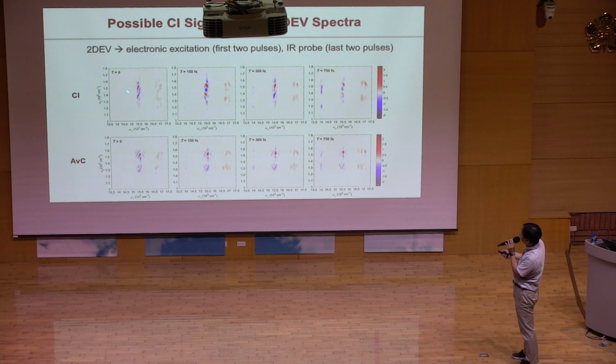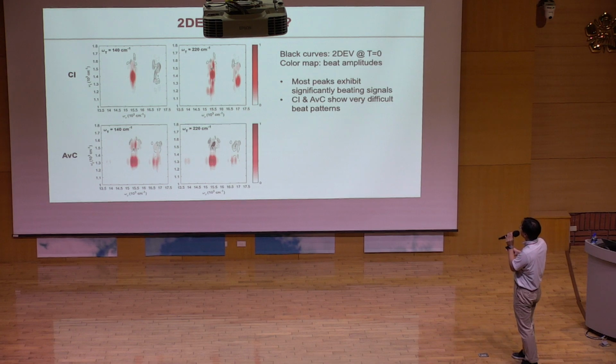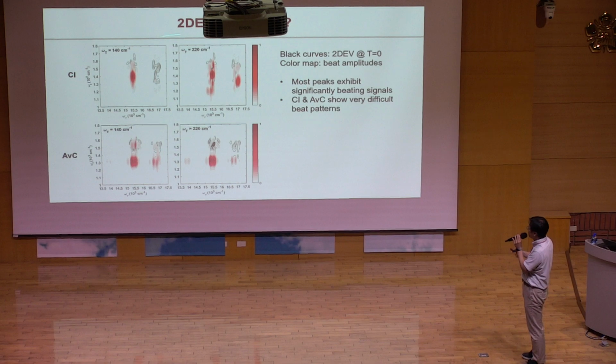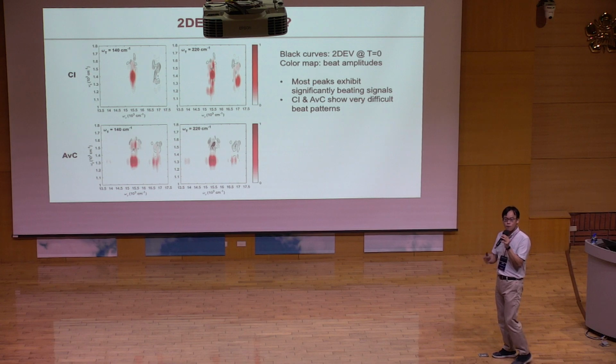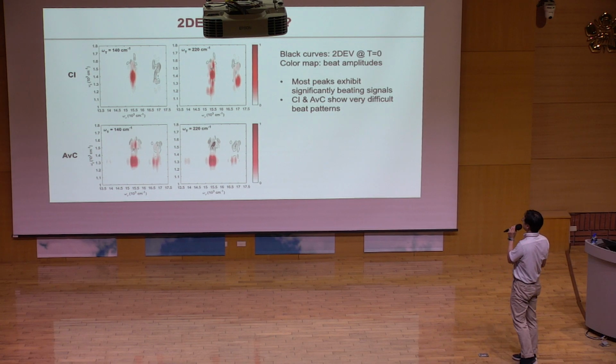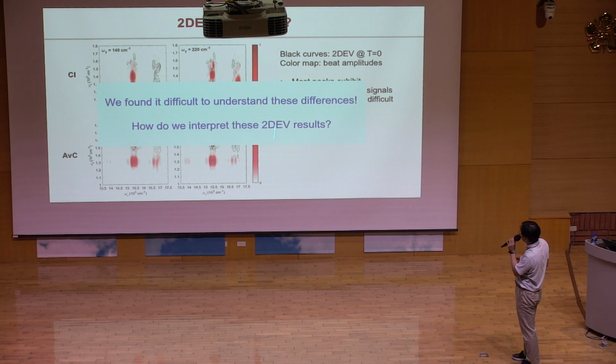And if we take the different population times and do a Fourier transform to obtain the so-called 2DEV beat map, we see something like this. So this is the beating signal frequency for these two different systems. And they are very different. But we can see a difference, but we do not understand where the differences come from. Basically, we cannot interpret those results.